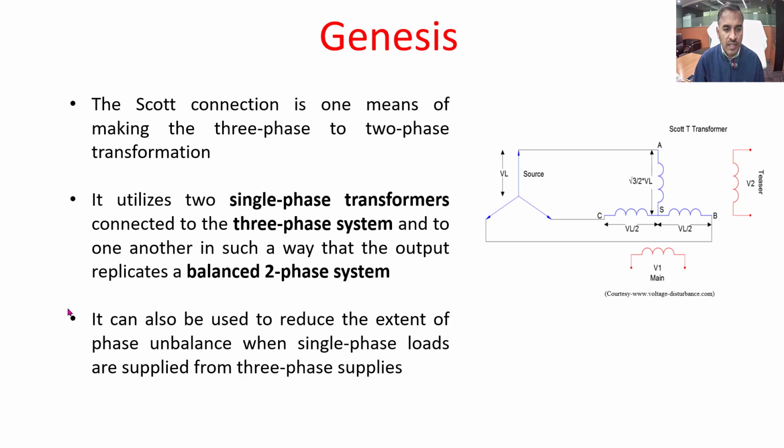It utilizes two single-phase, perfectly similar transformers connected to the three-phase system and to one another in such a way that the output replicates a balanced two-phase system. So the secondary side is two single-phase systems, each constituting one phase of the two-phase system. On the primary side, a three-phase system is connected. We will see how that will be realized.